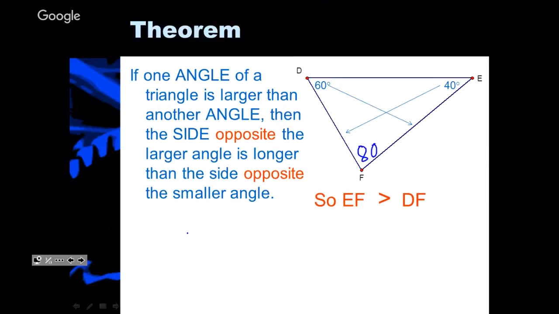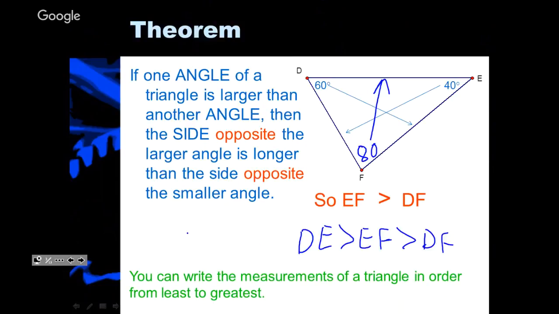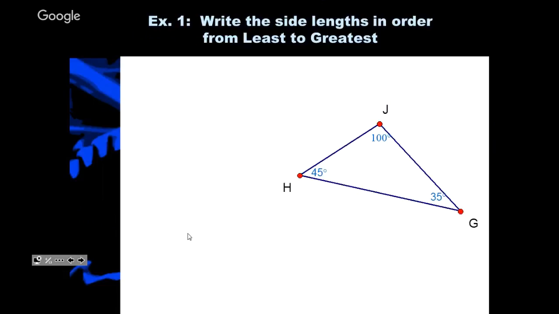60 plus 40 is 100, out of 180 is 80 less, which means that the side opposite of F, which is DE, has to be our longest side. So in all reality, DE is greater than EF, which is then also greater than DF. So in order from longest to shortest, that would be it. And we also figured out the angles. And so we just did that, which I asked you to do.